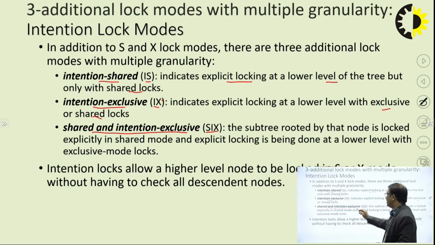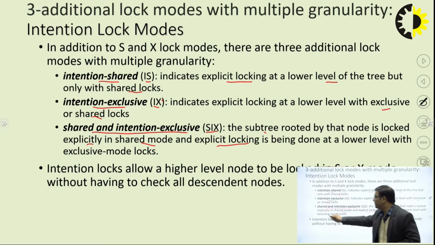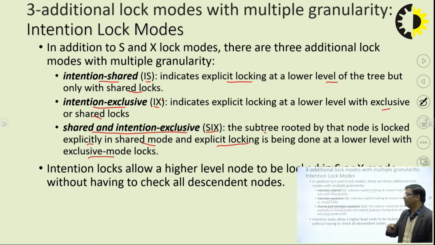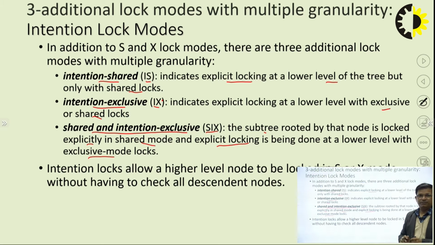Shared and intention exclusive. The subtree rooted by that node is locked explicitly in shared mode, and explicit locking is being done at the lower level with exclusive mode only. It means if we have only exclusive mode, then we have to apply shared and intention exclusive mode. Whether the operation is read or write, it doesn't matter, but we have to apply shared and intention exclusive. Okay.